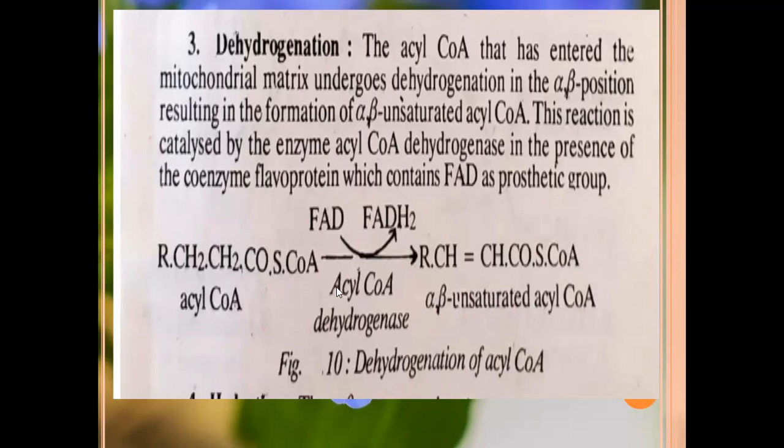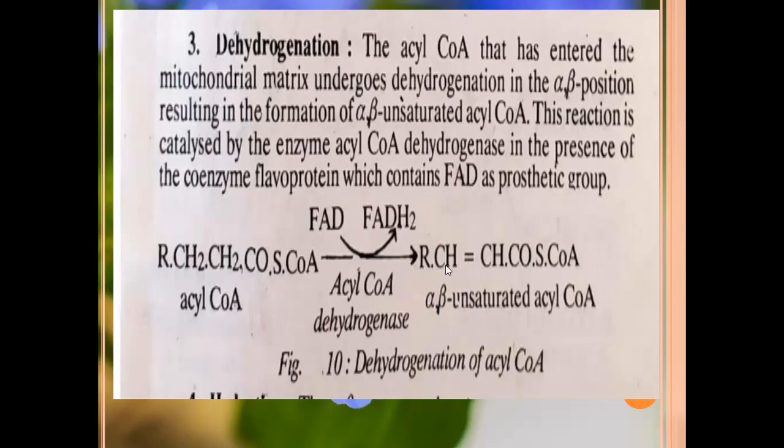For this reaction, the enzyme acyl coenzyme A dehydrogenase is utilized, and one electron acceptor is also involved, that is FAD, which is converted into FADH2, flavin adenine dinucleotide converted into flavin adenine dinucleotide hydrogen. So in this reaction, the end product is alpha beta unsaturated acyl coenzyme A.